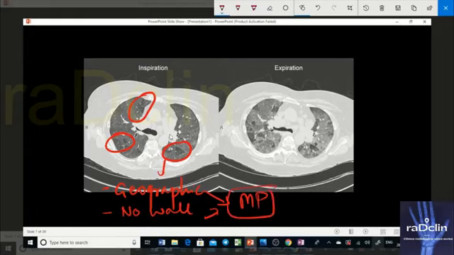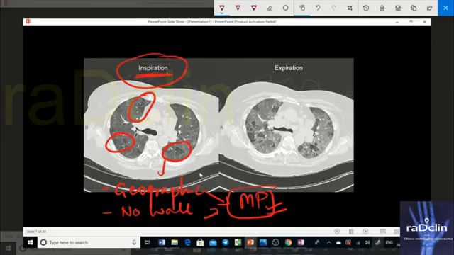Now these two features suggest that it is most likely areas of mosaic perfusion. Since I'm discussing it on the inspiratory scan, I'm going to write it as mosaic perfusion. Now surrounding areas are a little bit denser, but here the density is quite low. So there are areas of low density, and we localize it to mosaic perfusion.